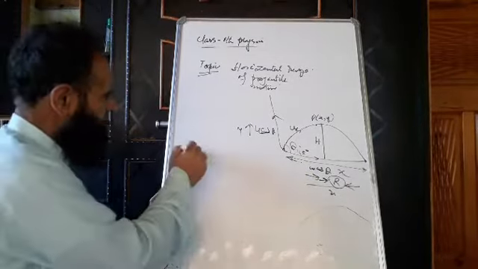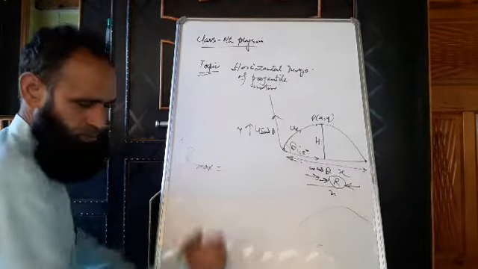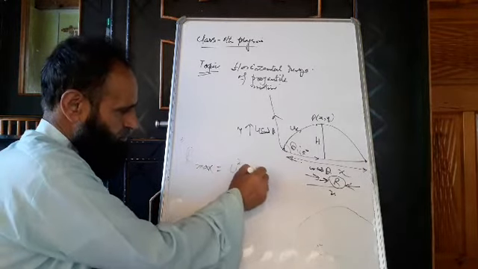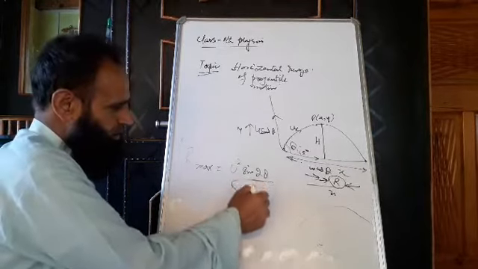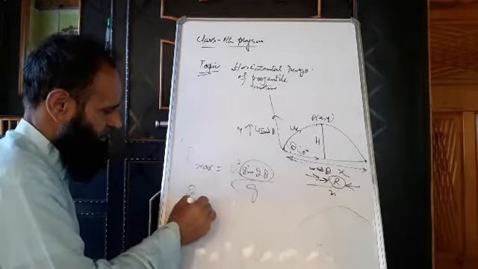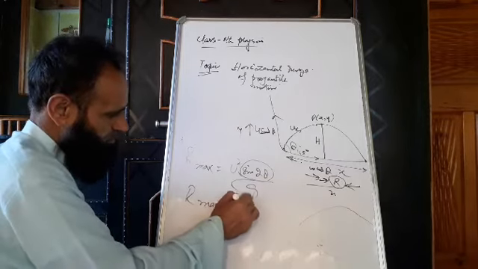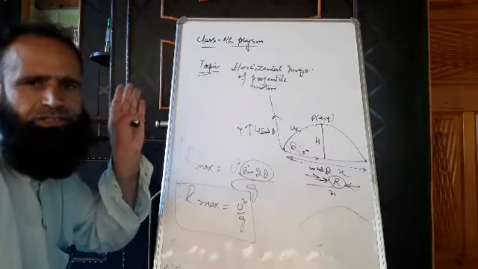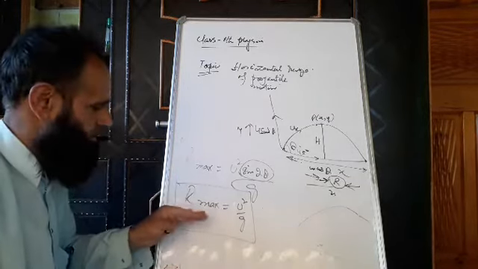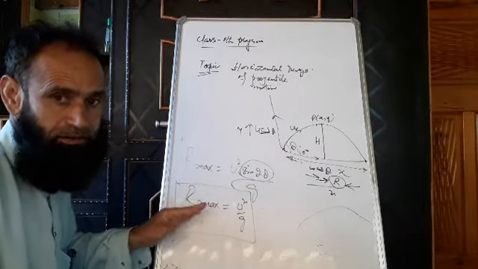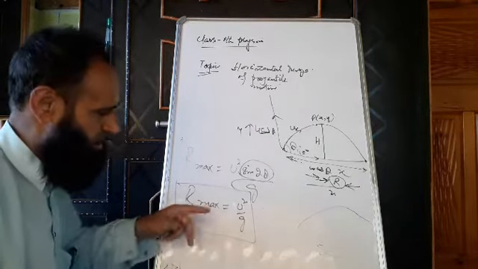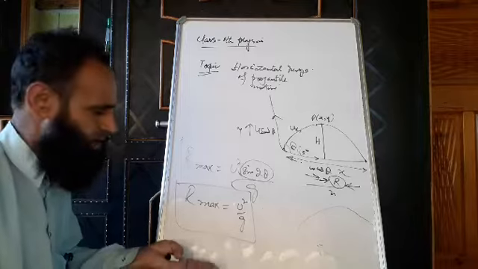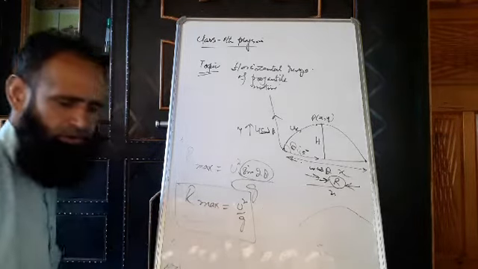Now, what would be R max? R max would be equal to u square sine of 2 theta divided by g. Instead of sine of 2 theta it is 1, so R max would be equal to u square by g. We can find the maximum horizontal range if only velocity is given. We square that and divide by g, where g is 9.8 meter per second square.